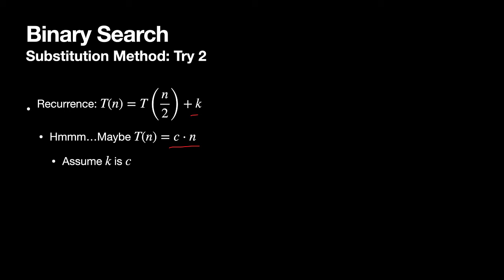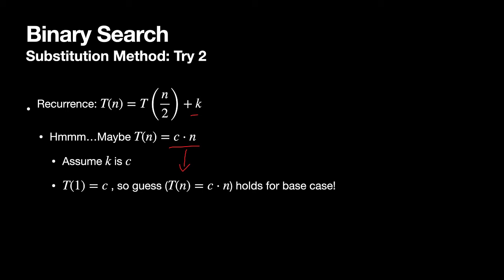We also need to think about our base case, so T of 1 we'd expect to be c, and let's see if that works out with our assumed formula here. So we would get c times n, where n is 1, so it'd be c times 1, which is just c, so it holds for the base case, so we're good there.